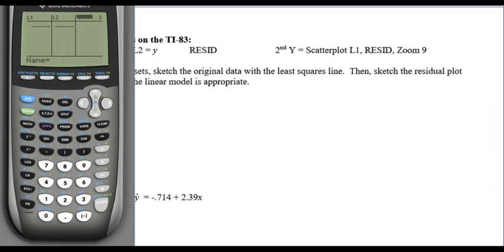So we're looking for the R, which is Q, R, E, S, I, D. Just resid's fine. And then hit enter.